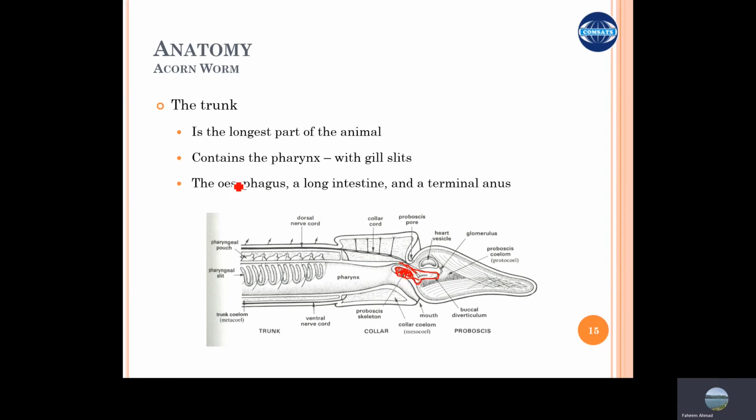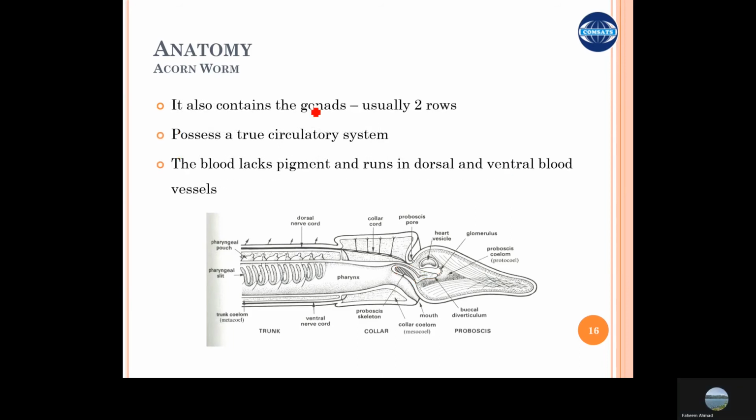And the trunk is the longest part of the animal's body that contains the pharynx and the gill slits. It also contains the esophagus, a long intestine, and a terminal anus, and it also contains gonads, blood vessels, heart, and all body viscera that is present in the trunk. Gonads are basically reproductive gonads. These are dioecious animals, with male and female gonads, and there are two rows of them, and they have a true circulatory system where the blood flows within the blood vessels from one end of the body to the other end.